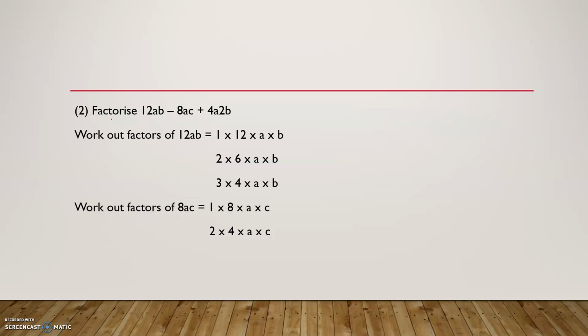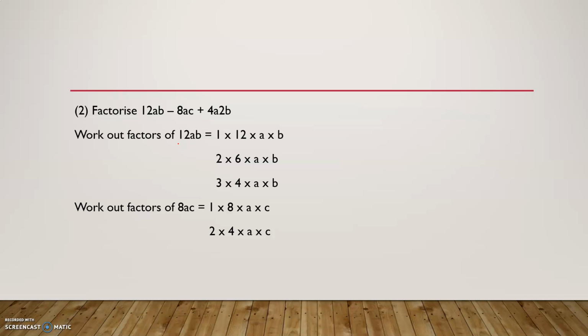So example number 2, factorize 12ab minus 8ac plus 4a squared b. So this is a squared, not a 2ab. So that's 4a squared b.